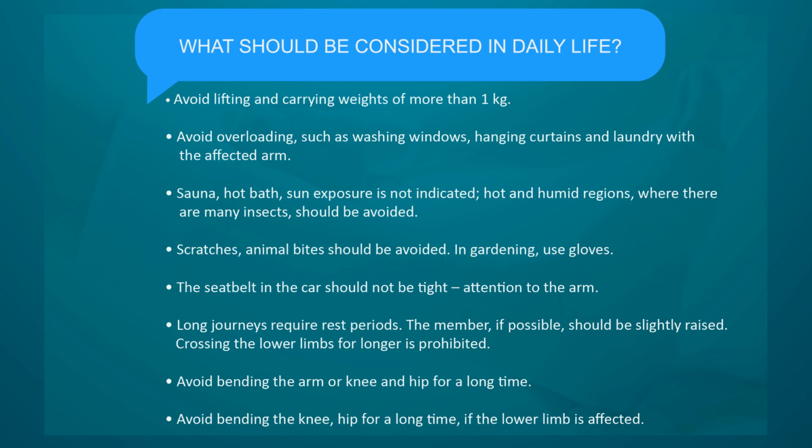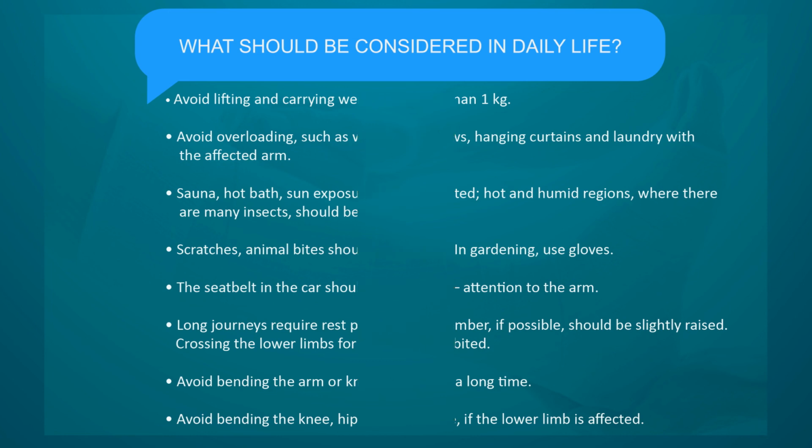In gardening, use gloves. The seat belt in the car should not be tight. Attention to the arm. Long journeys require rest periods. The limb, if possible, should be slightly raised. Crossing the lower limbs for longer is prohibited. Avoid bending the arm or knee and hip for a long time. Avoid bending the knee and hip for a long time if the lower limb is affected.